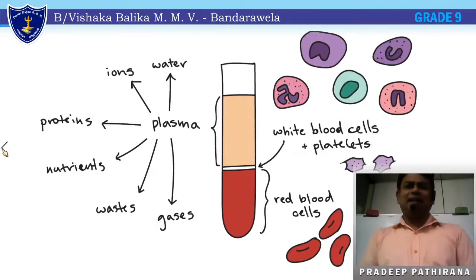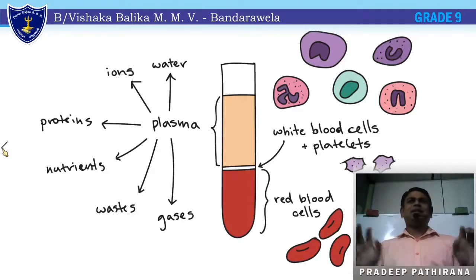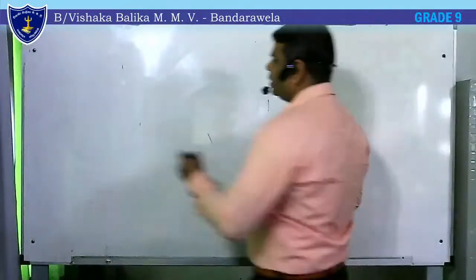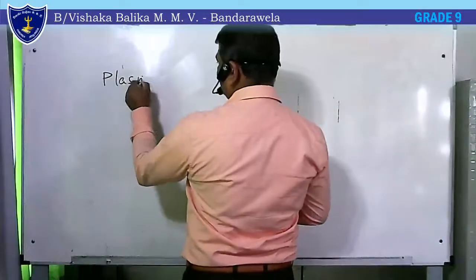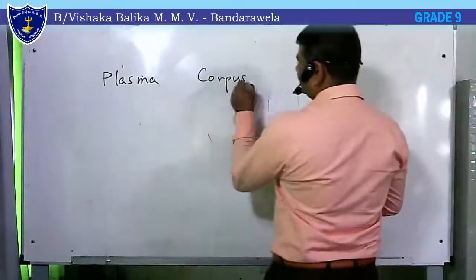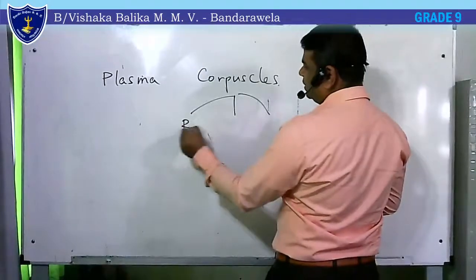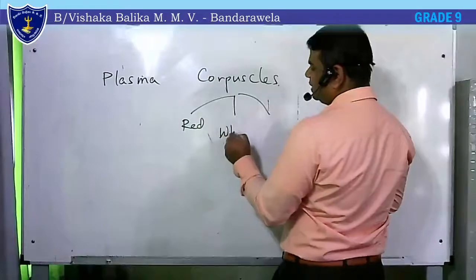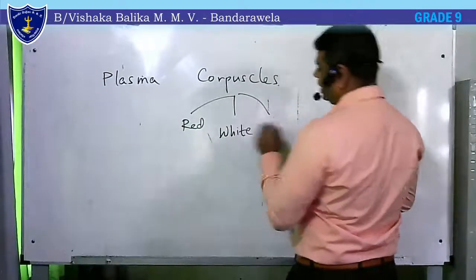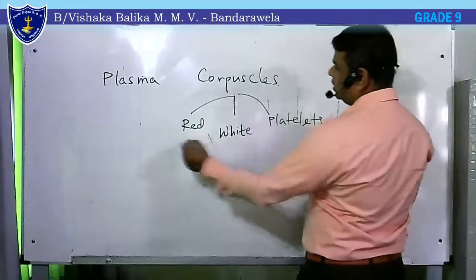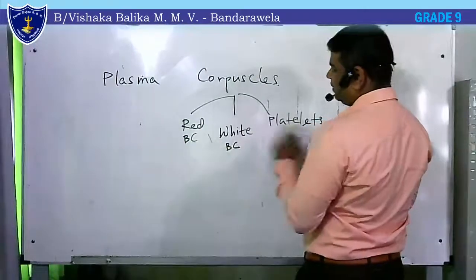Actually, the highest percentage is taken by the blood plasma. It's about 55%, and 45% is the red cells. Around 1% or less is the white blood cells. So the blood has two major components: the plasma and corpuscles. Corpuscles are the bodies. They are of three types: red blood cells, white blood cells, and platelets.